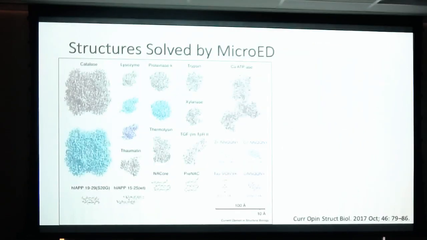MicroED has been around since about 2013. About a dozen or so protein structures have been solved by it, I would say. Catalase, lysozyme, proteinase K, trypsin, these are all easy targets, but it's a proof of concept that it can work. What's been more interesting, I think, are the small molecules or small peptides, which have come to very high resolution. These are more novel structures, versus the proteins, which were already solved and just prove that it can work.